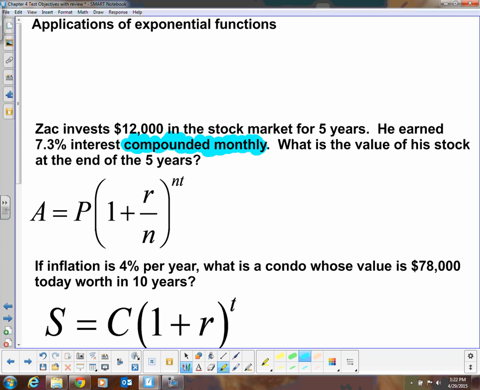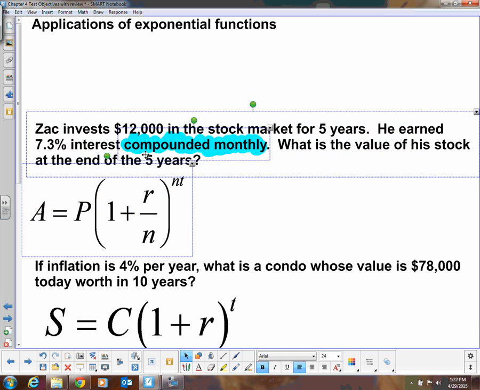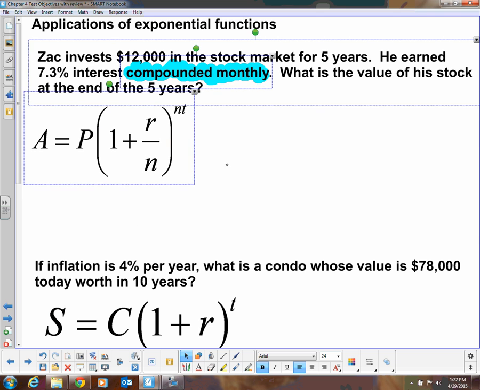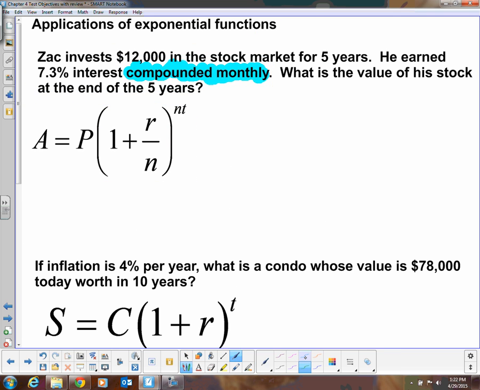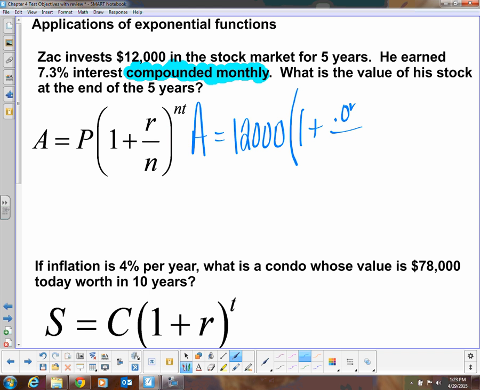Right. Now, some people have been fussing about these 2 word problems. My point is, these 2 word problems don't get any easier than what they are because all you have to do is literally what? Substitute. That's it. What is P? No, it stands for principal. That's the money that you deposit. What is R? 0.073. Why isn't it 7.3? It's a percent. We have to do it as a decimal.